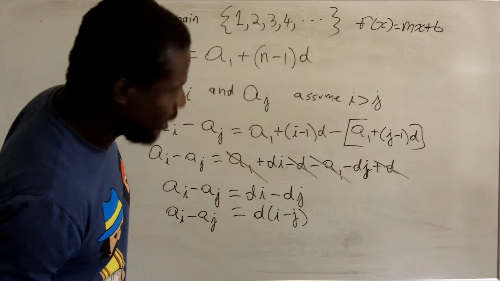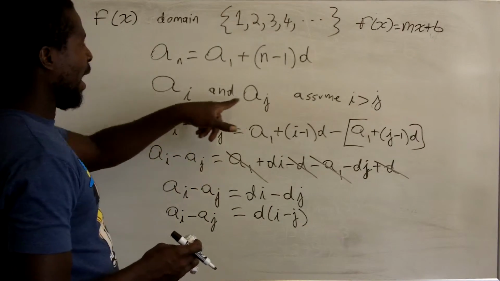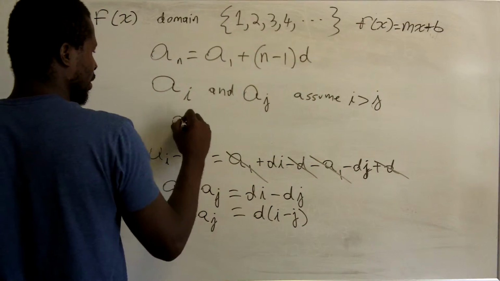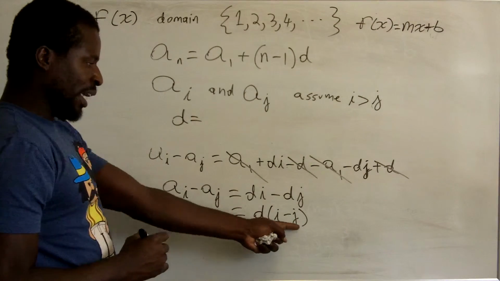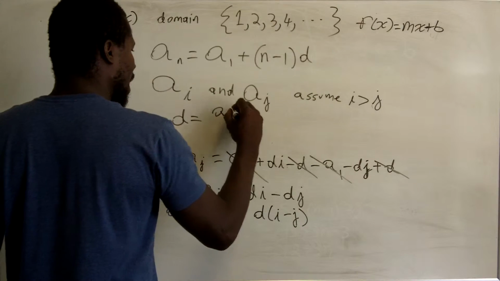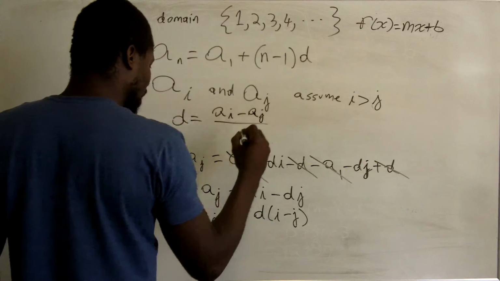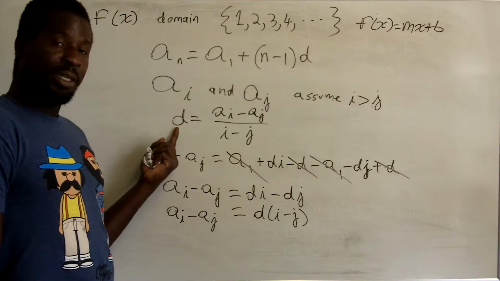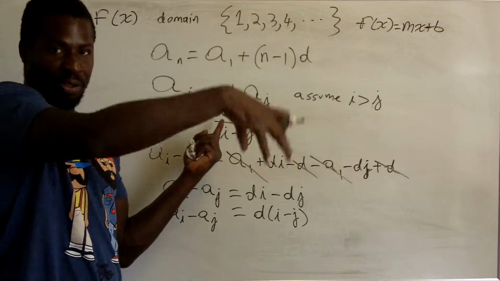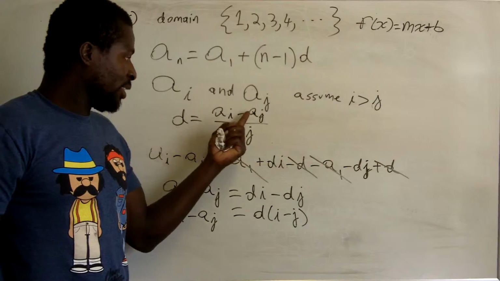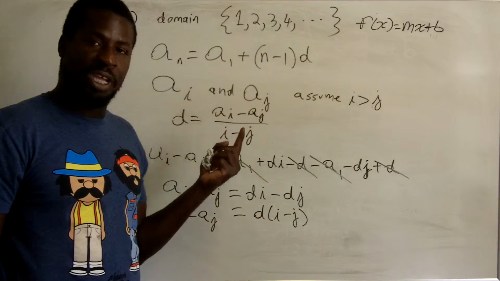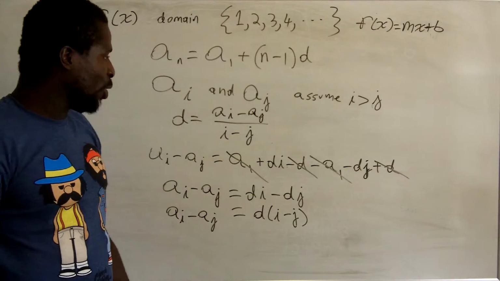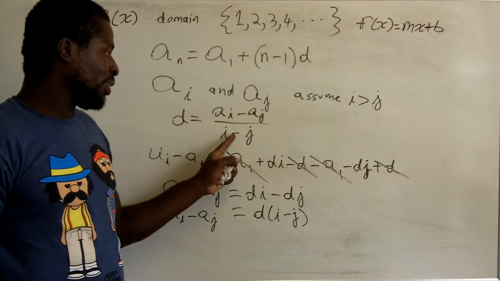I can use this to find d. So if I'm given ai and aj, then d is equal to, I can divide both sides by i minus j to get ai minus aj divided by i minus j. Now look at this. This is the formula for slope. d, the slope, is equal to ai, which is the y value you get when you plug i into the function a, minus aj, which is the y value you get when you plug j into the function a, divided by i, which is that value of n, minus j, which is that other value of n that we get from this domain here. This is just the slope, y2 minus y1 over x2 minus x1.